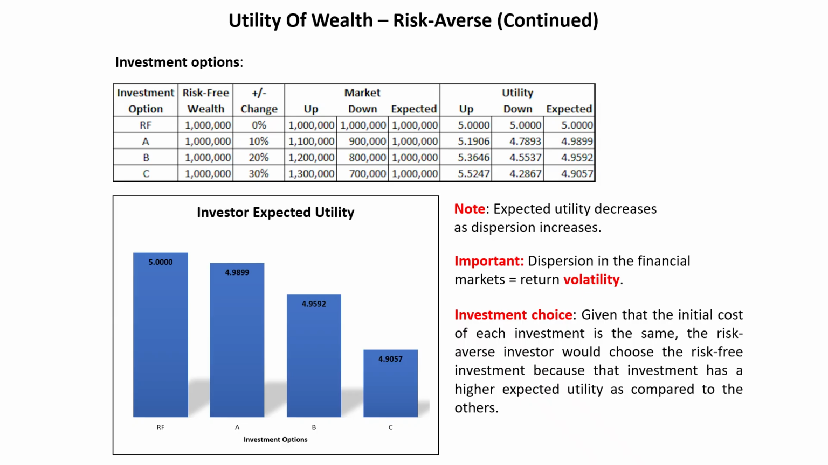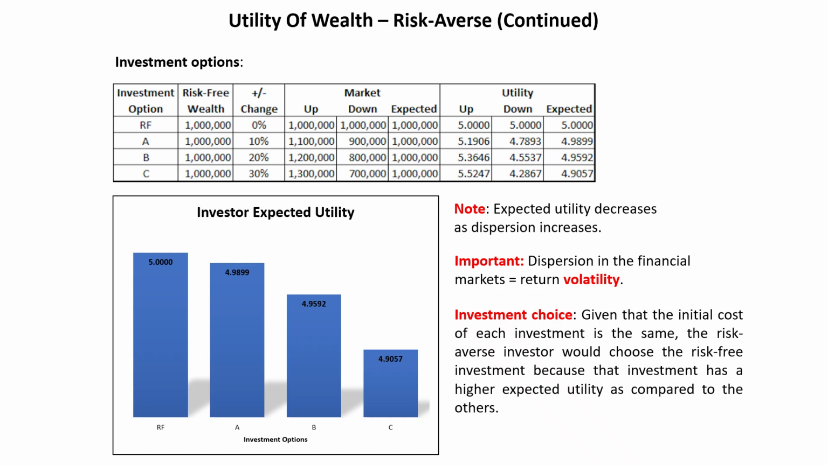So in this case, if the investor was forced to choose, and it's going to cost $1 million to invest in option A or my risk-free or whatever my investment option is, this investor would opt for my risk-free investment over all the others, because my expected utility from the risk-free investment is greater than the utility I derive from investment A, investment B, and investment C.